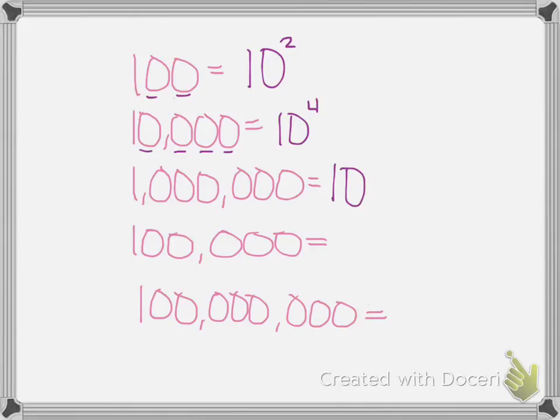My base is 10, 1, 2, 3, 4, 5, 6, 10 to the sixth power. My base is 10, 5 zeros is 10 to the fifth. And the last one again, my base is 10 with 8 zeros, so 10 to the eighth power.